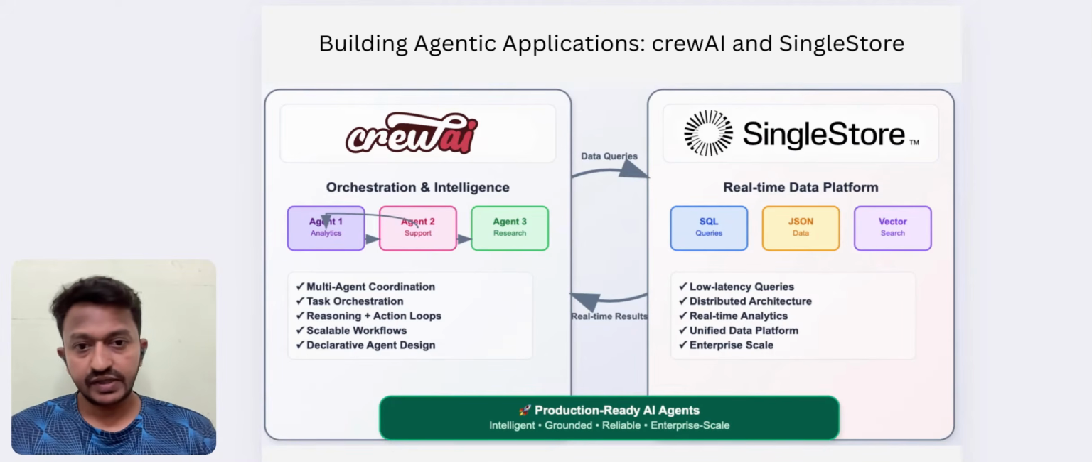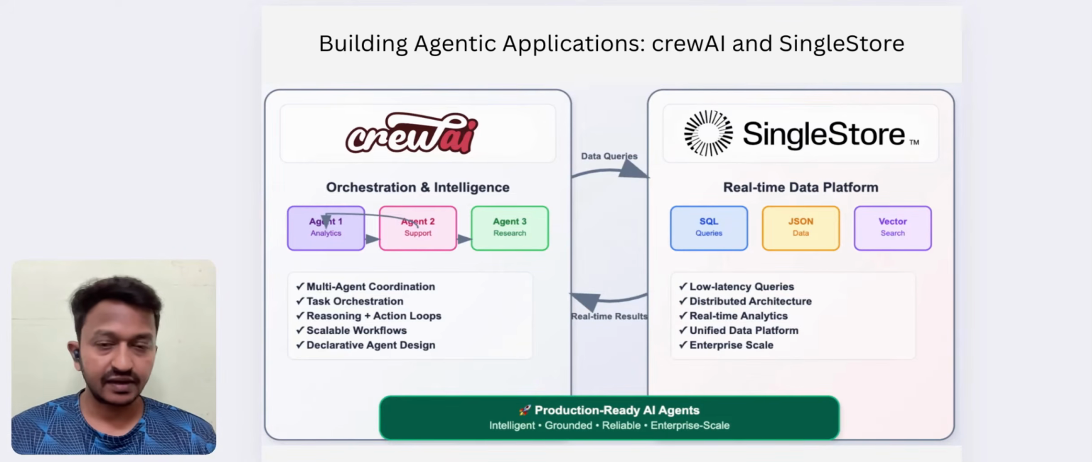Right. So guys, building agentic applications is more than just plugging in any LLM into a chat interface. It's not a chatbot, right? So true agentic systems require orchestration, context, and actionability. That's exactly where CrewAI and SingleStore shine. They complement each other to form a powerful stack for intelligent data-driven applications.